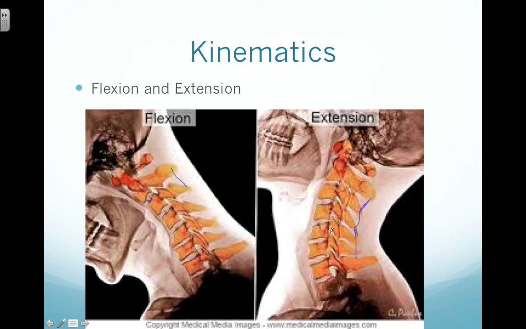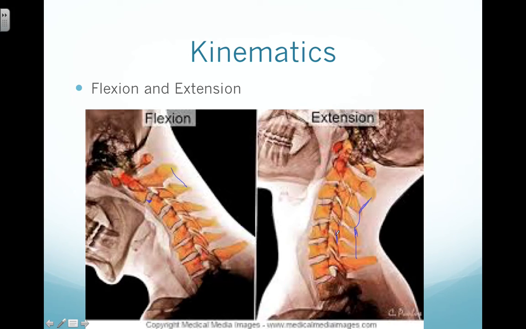Our zygapophyseal joints actually come closer together. So we just want to make sure that as we start to understand, if someone is complaining of a sharp pinch, maybe possibly in their neck, maybe that lateral side of their neck, it might be because there's not enough space between that zygapophyseal joint or those facet joints.